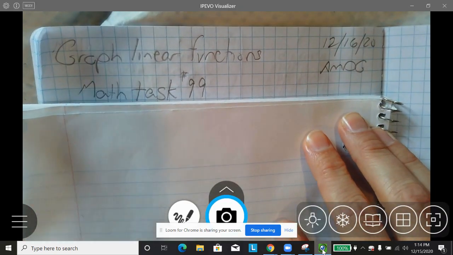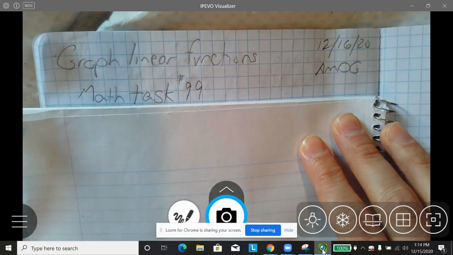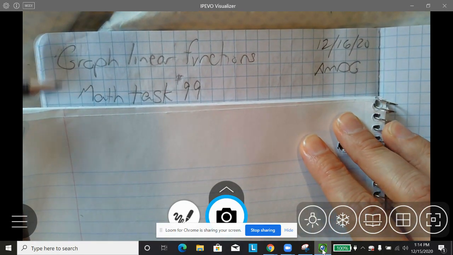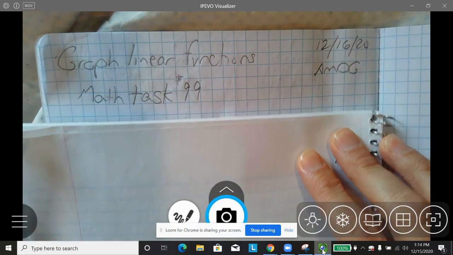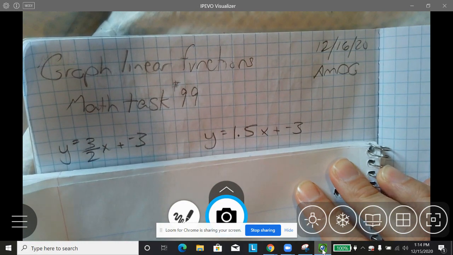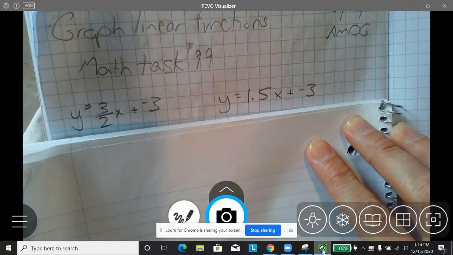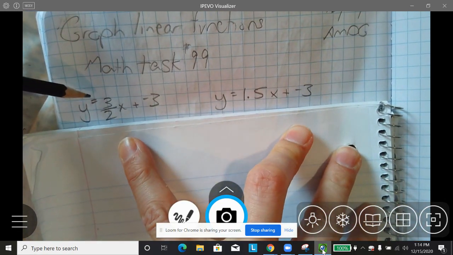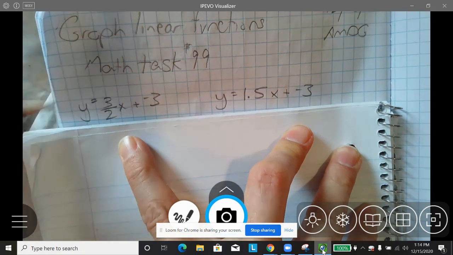So again, you do not need to write this down. But we're going to be working on task 98 and 99 today and graphing linear functions. So your work is going to look like this when you do it. So the first function that we're going to graph is y equals 3 over 2x plus negative 3.